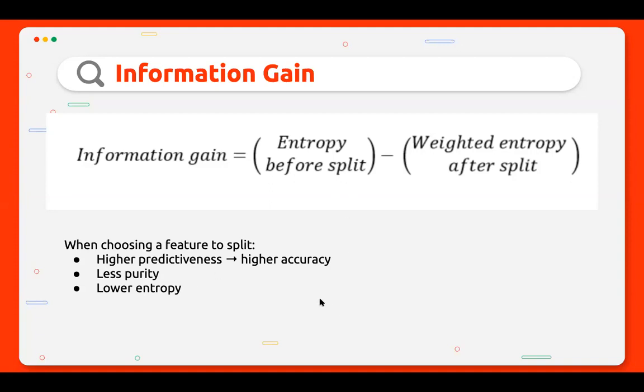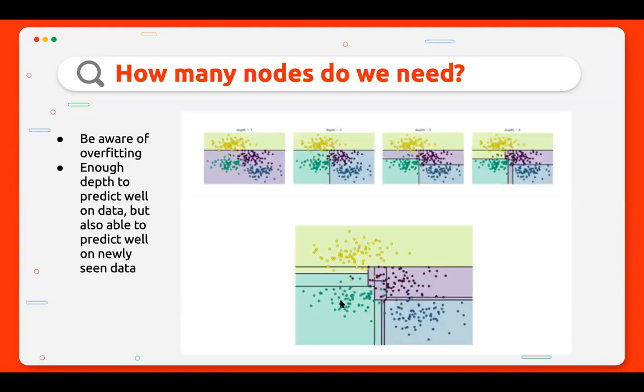And the sklearn library, which we're going to be using like last time, does all of this for us, so we don't actually have to do the math out, but it's nice to learn and to know what's actually happening behind the scenes. And this leads us to the question, how many nodes do we actually need?